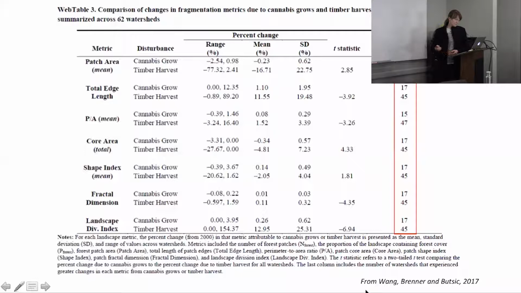There were some particular metrics that they found were the most sensitive to cannabis cultivation. One was total edge length, and then changes to core area were two of them. This was really heterogeneous across the watersheds they looked at. And as I said, in a quarter of the watersheds, cannabis was actually more of an agent of land use change than was timber harvest.